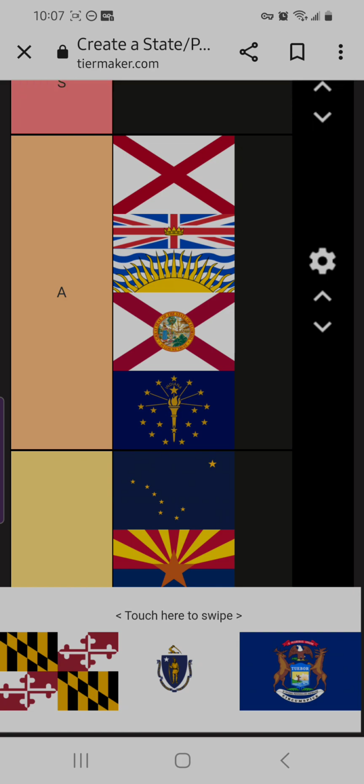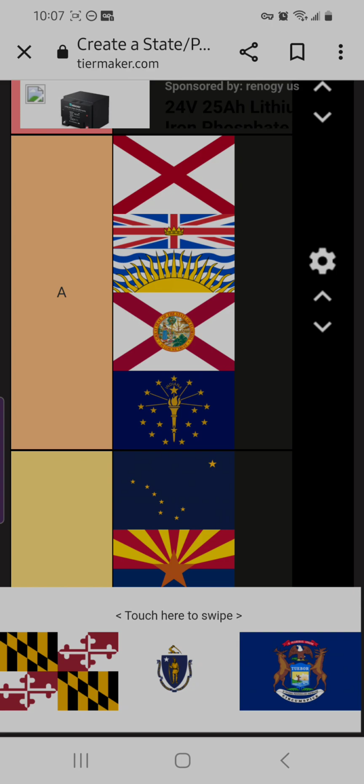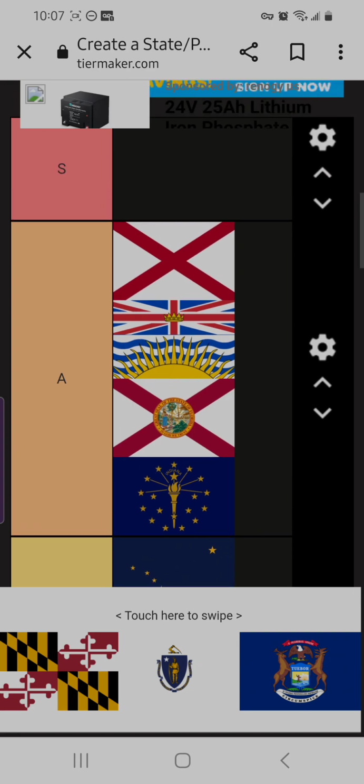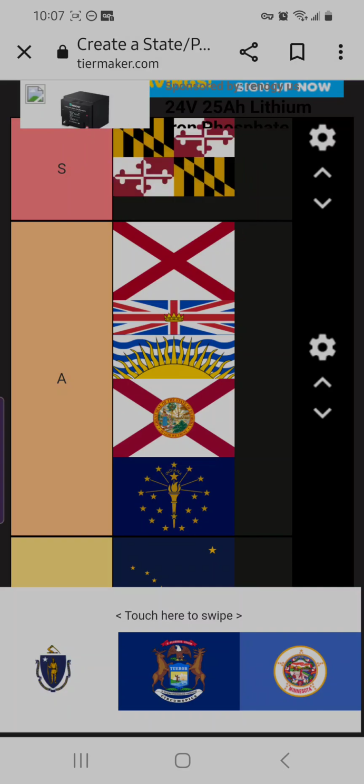I think mainly it just gets a neutral S tier for me. This is how good the flag is.